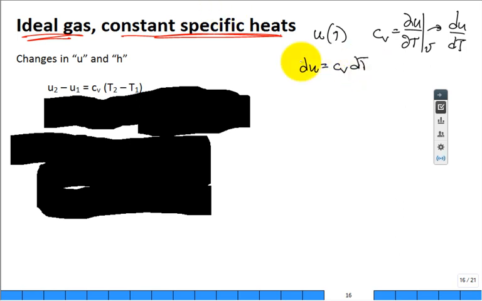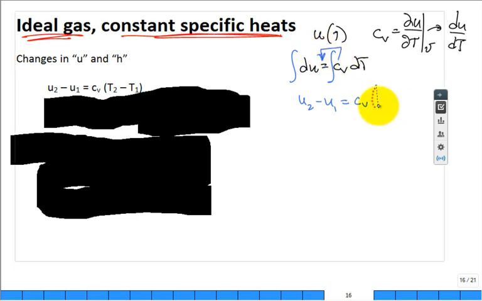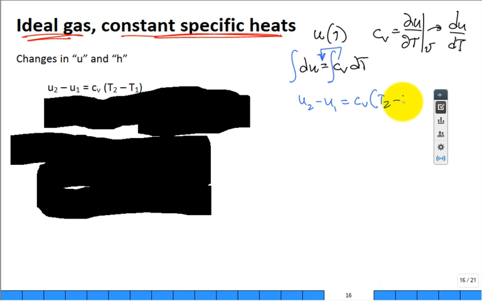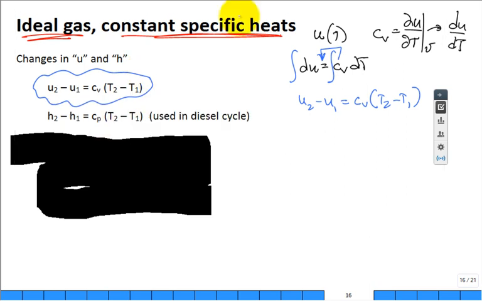I integrate, and I get final minus initial internal energy is C sub V, which, if it's a constant, comes outside the integral, times the final temperature, T2 minus T1. Look familiar? Yeah. You do the same game. We don't need it for the Otto cycle. We'll need it for the diesel cycle, so I just show it to you for a change in H. Change in H has C sub P instead of C sub V times the delta T. We don't use it for the Otto. Next time when we get to diesel, we'll use it.